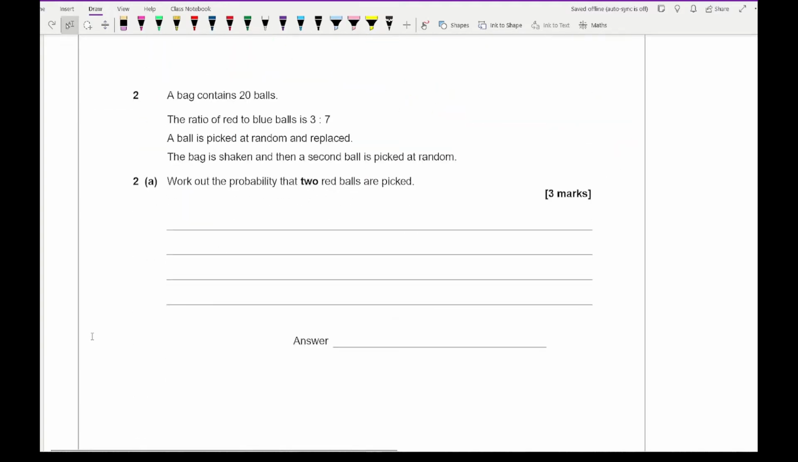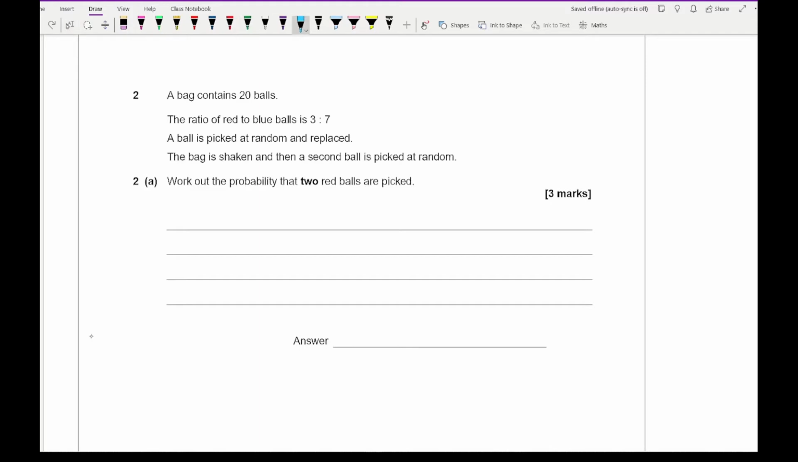Moving on to question 2, it says the bag contains 20 balls. The ratio of red to blue balls is 3:7. A ball is picked at random and then replaced. So it basically means that a ball is picked and then put back. The bag is shaken and then a second ball is picked at random. Work out the probability that 2 red balls are picked. So let's have a look at this.